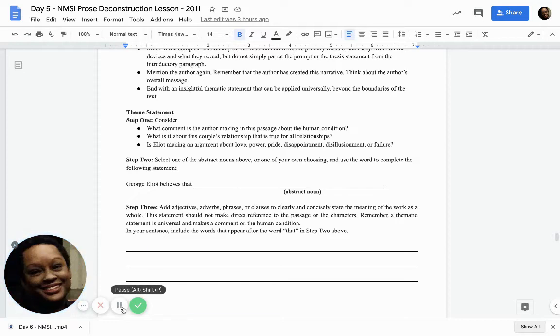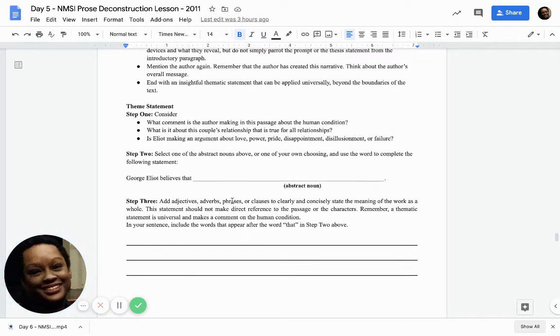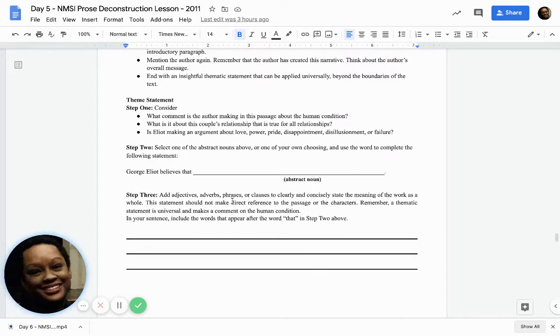Go ahead. Okay, let's look at step 3. You're going to add adjectives and adverbs, phrases, or clauses to clearly and concisely state the meaning of the work as a whole. This statement should not make direct reference to the passage or characters. Remember, a thematic statement is universal and makes a comment on the human condition. In your sentence, include the words that appear after the word that in step 2.